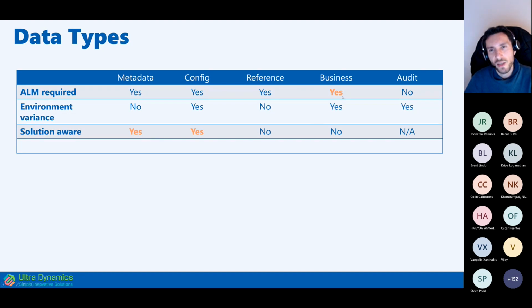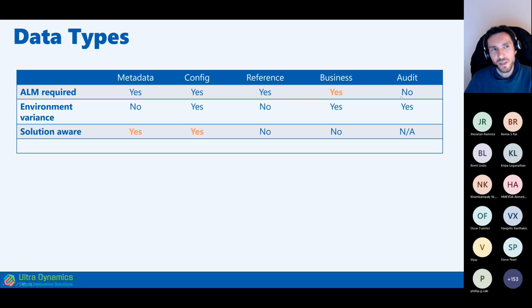And then we have business data. So this is typically the transactional data. Again, you may or may not need ALM for this, but if, for example, you're migrating from a legacy environment, you may need some data migration packages. I'm not going to talk too much about business data today, but it may require a little bit more complexity, especially if you're migrating large volumes of business data.